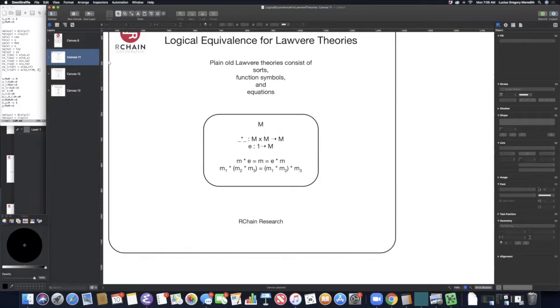There was a result from Lawvere and Kyres that carried it out for a specific theory, but not for all Lawvere theories. So we're basically just taking their idea and carrying it out for a larger group of theories.